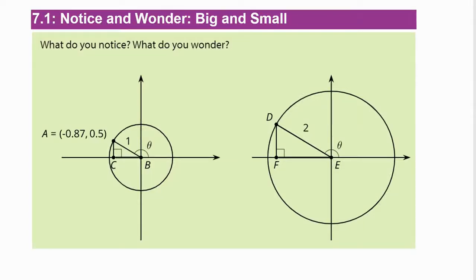All right, so we have Algebra 2, Unit 6, Lesson 7, Finding Unknown Coordinates on a Circle. So we're still going to be using the unit circle. Oftentimes in mathematics, or involving mechanics or engineering, things are rotating in circular fashions, so the unit circle is applied. So 7.1, notice and wonder, big and small.